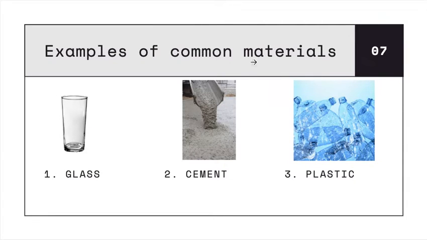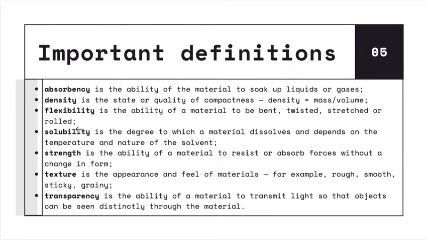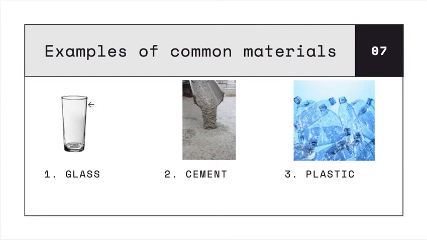So some common materials are glass, cement, and plastic. And you can see that glass is really effective at what it does because it's hard. It's not soluble when added to water, and it's see-through, so you can actually see what's inside your glass.